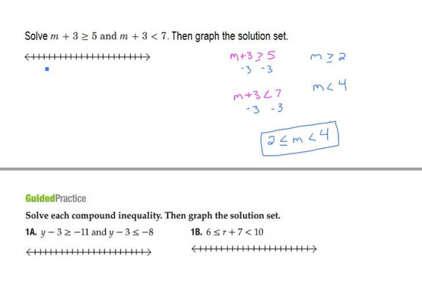Now we can go ahead and just graph this. Negative 2, 0, 2, 4. Kind of a small graph, so if you wanted to, you could have opened this up. But again, greater than or equal to 2 and less than 4. There's our graph. With "and" statements, our variable will be in the middle. Our graphs will meet in the middle. Okay, with those two things in mind, go ahead and try guided practice 1.